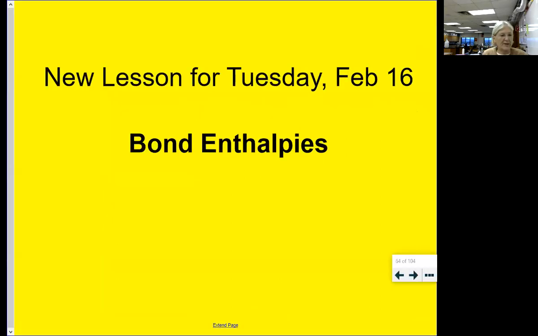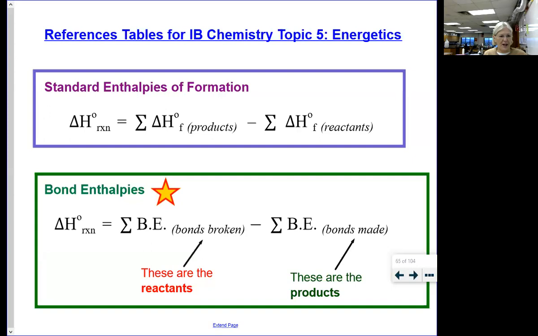Bond enthalpies, an easy lesson for today. The two equations you're going to be using are right here on the cover of your blue reference sheets. It's important that you're comfortable using both of these. Of course, you have already used the enthalpies of formation with last night's homework. Here's the new one, BE for bond enthalpies.